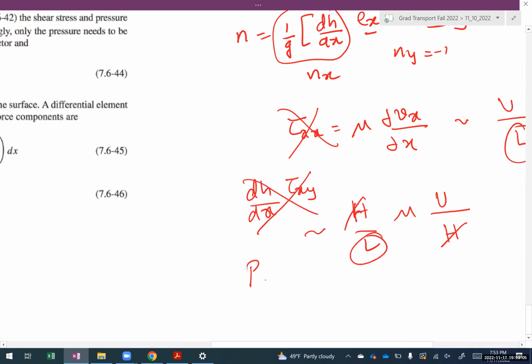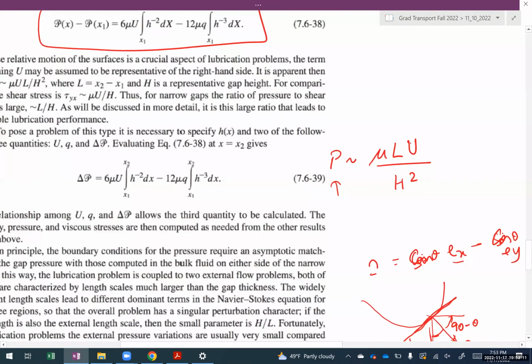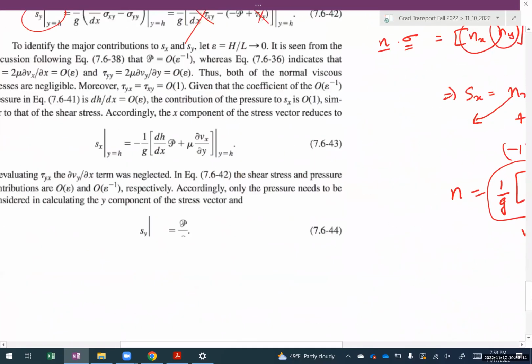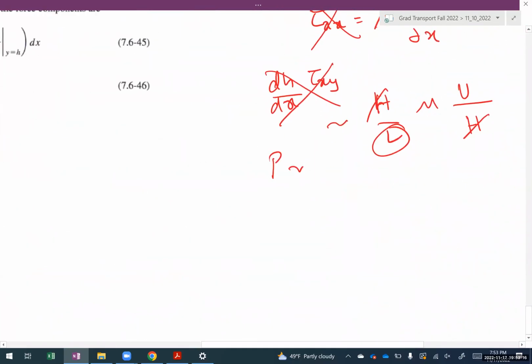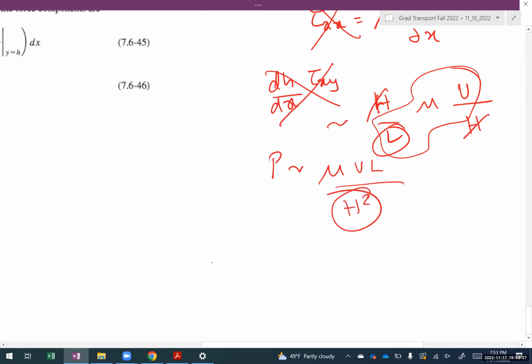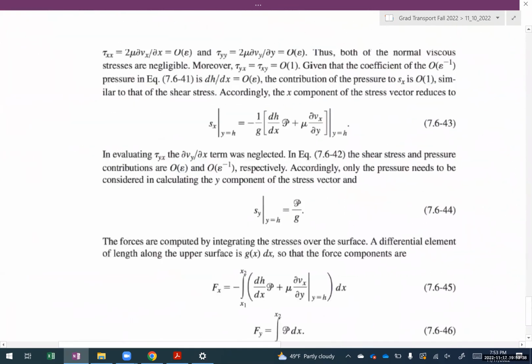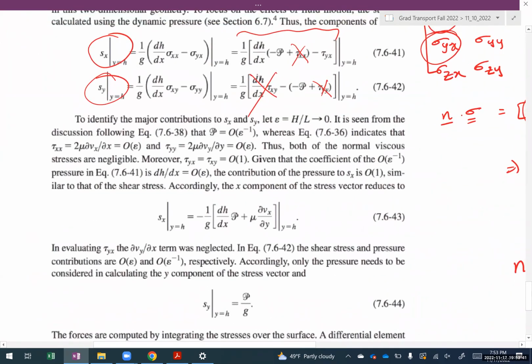Look at P. Compared to P, P goes as, we just did that, right? P goes as mu L u over h squared. And dH over dx times tau xy goes as mu u over L, divided by h squared. Look at that h squared at the bottom. So P is much bigger than dH over dx times tau xy, so you can neglect dH over dx times tau xy compared to P.